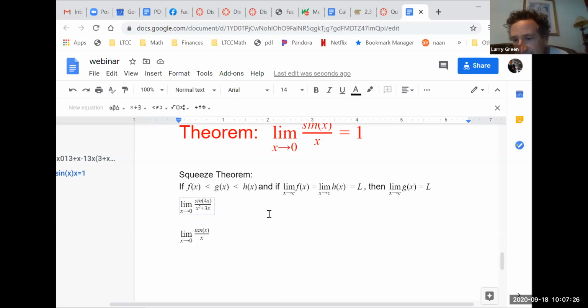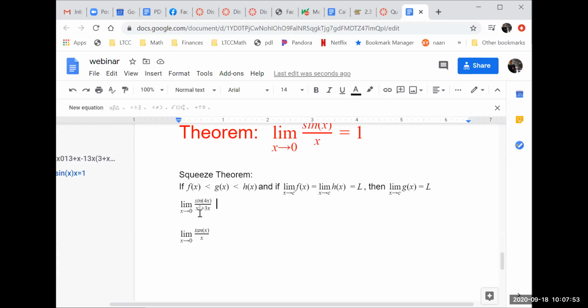Okay, so now what I want to do is I want to do a couple limits. So let's see what the limit is. I'm going to make this a little bigger. What the limit is as x goes to 0 of sine of 4x over x squared plus 3x. Well, what happens if you plug in 0? What do you get?